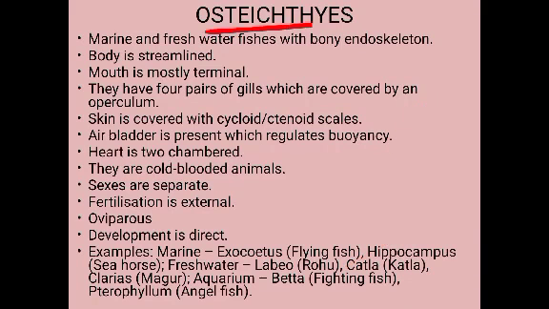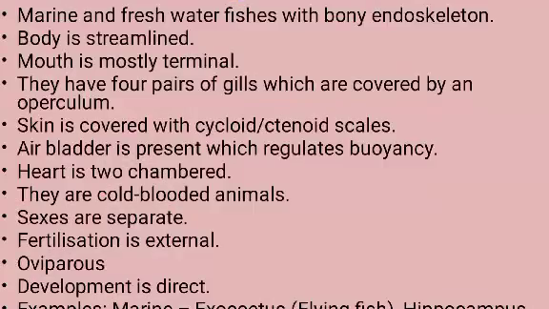So next is the Osteichthyes. From the name itself we can see their endoskeleton is formed of bones. They have a bony endoskeleton; osteich means bones, and they are formed of cells called osteocytes. It includes marine as well as freshwater fishes, unlike Chondrichthyes, which generally are marine fishes. And they have the bony endoskeleton, that is, all the skeletal structures present inside their body are bony in nature.